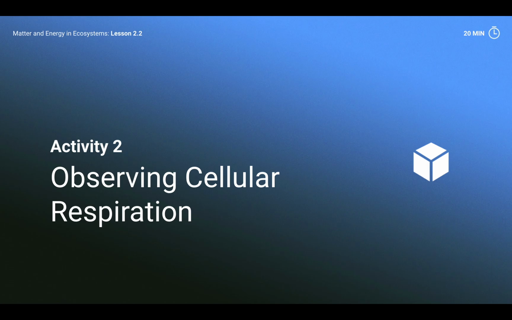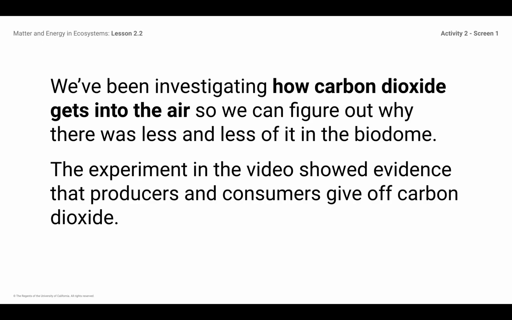All right, so you guys handed in that explanation. You're going to actually see that a little bit later on in the lesson. But for right now, we're going to be in activity number 2, observing cellular respiration. Let's go ahead and look at screen number 1.